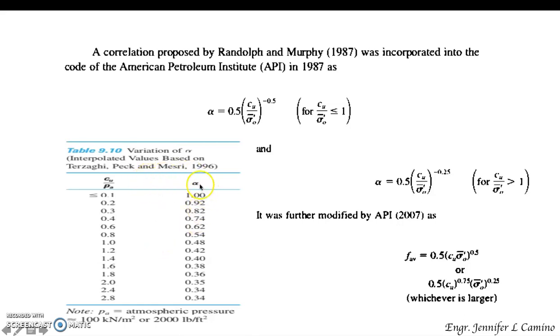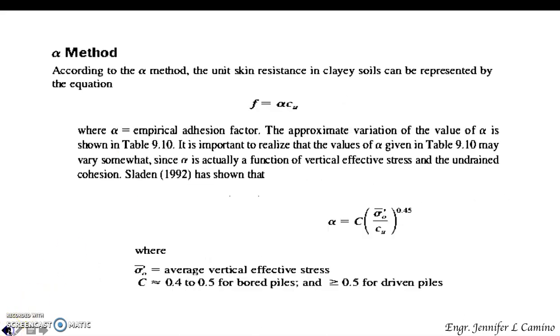So we have here the variations of our alpha. We just need to know the ratio between our undrained cohesion with respect to the atmospheric pressure. Alpha can actually be a function of vertical effective stress and the undrained cohesion. Semple shows that alpha is equal to capital C times sigma sub O prime all over C sub u raised to 0.45. Our C approximately ranges from 0.4 to 0.5 for bored piles and 0.5 for driven piles.